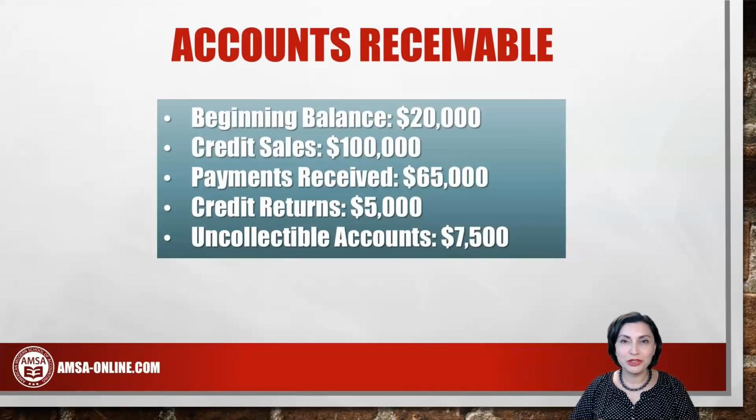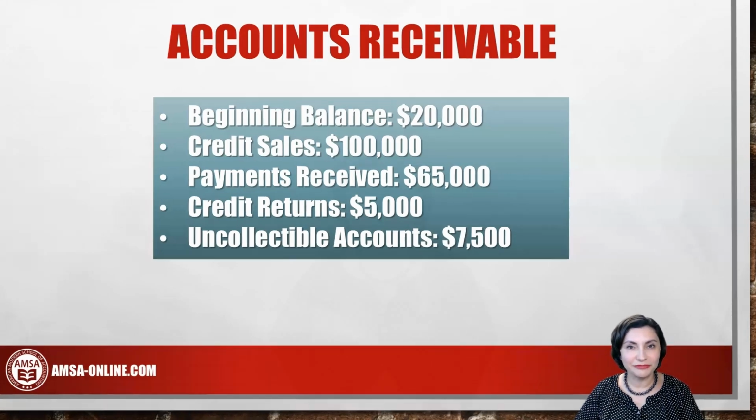Now let's look at an example. Assume the beginning balance was $20,000. This means that the company had open invoices totaling $20,000 from the previous year. The company sold $100,000 on account during the year. It received $65,000 in payments during the year. The credit returns were $5,000. The company writes off $7,500 as it believes the customer will not pay the invoice. What is the ending balance in accounts receivable at the end of the year?